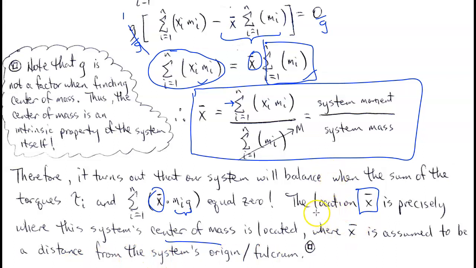Now, of course, the last thing I'll say about this before we move on is that notice that this value X bar is assumed to be a distance from the system's origin or fulcrum. Okay, so that's why I was saying that it's rare that whatever we're calling the origin will actually end up being the center of mass location as well. It can be, but usually it's not.